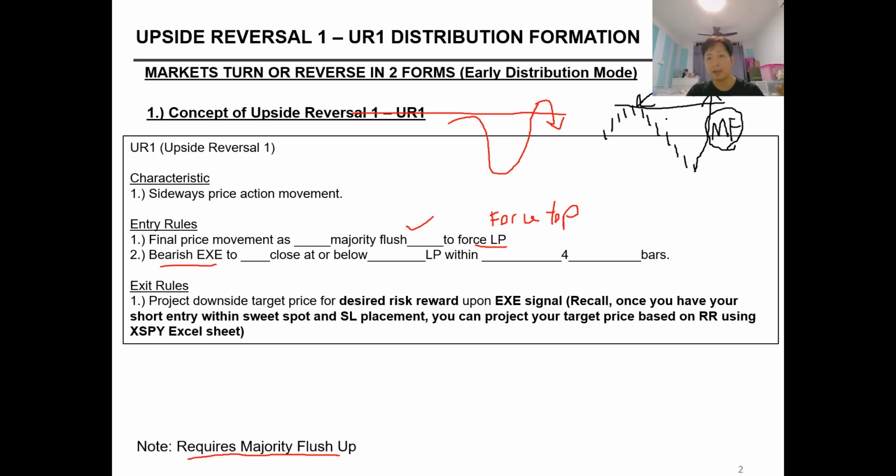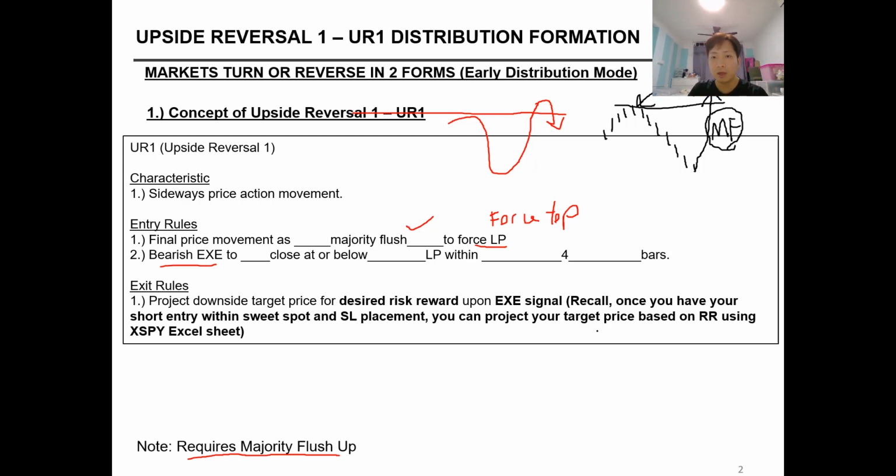This is basically the concept diagram of UR1. Within 4 bars, we want to see that there is a bearish EXE that goes above the LP. After that there's a bearish EXE that closes at or below the LP to confirm the UR1 structure. Take note that we count the first bar that closes above the LP as number 1, up to number 4. Up to number 4, we want to see a bearish EXE. So our guideline is within 4 bars.